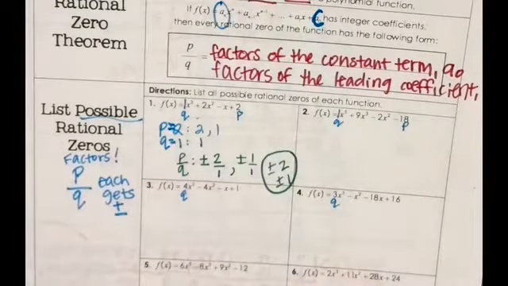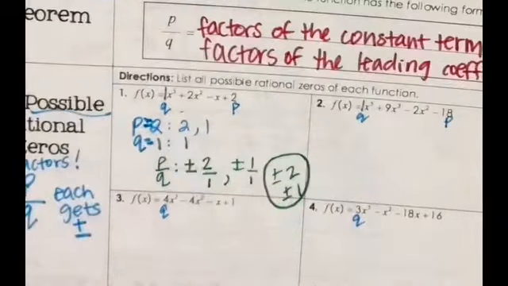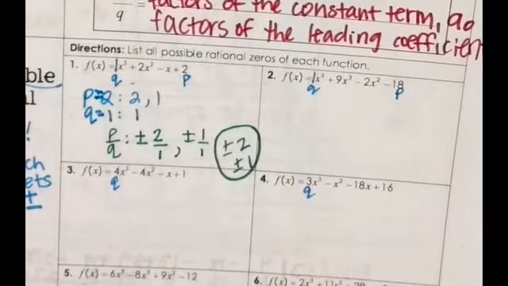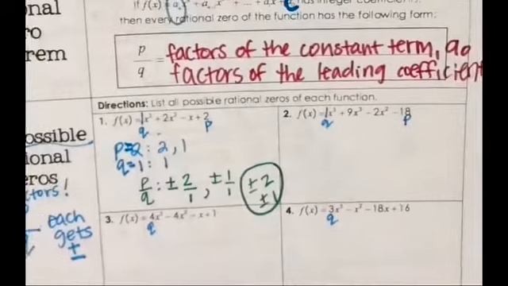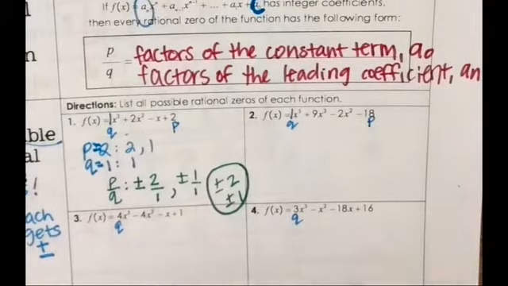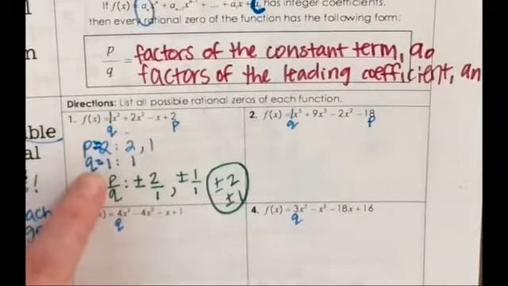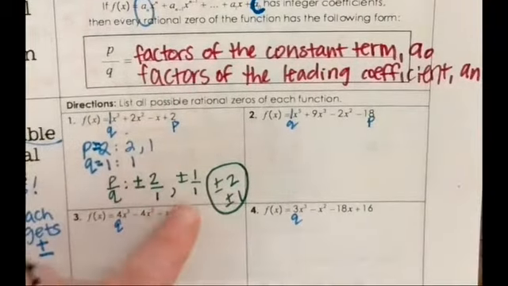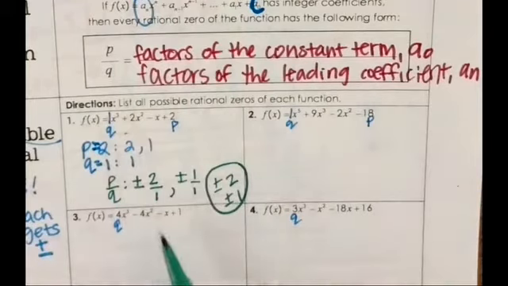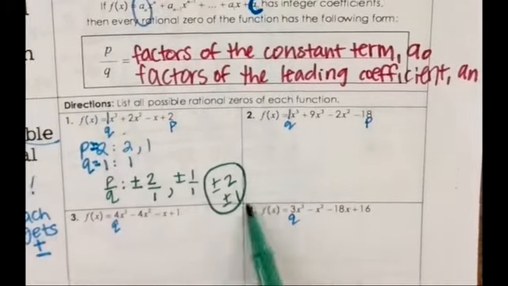If that confused you, go through and you'll probably see a pattern once we've done a couple more. So we're listing out all the factors of p, all the factors of q, then we're writing p over q, and we're giving each one a plus minus. Then I just simplified: 2 divided by 1 is 2, 1 divided by 1 is 1.